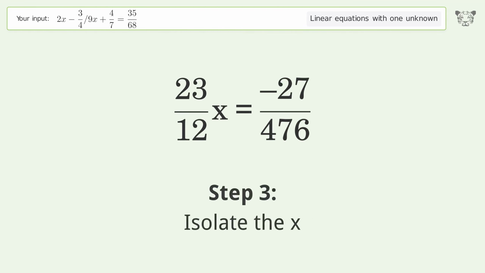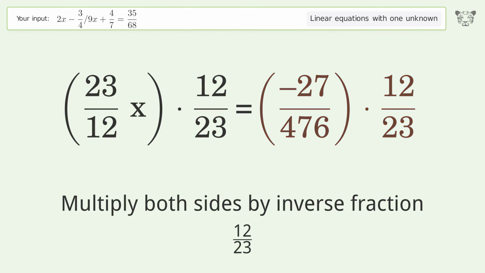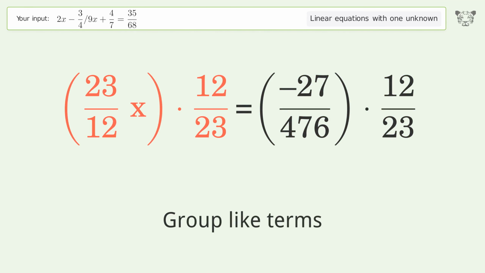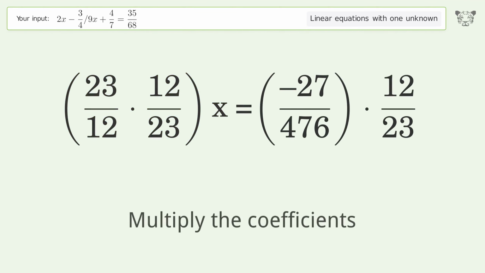Isolate the x. Multiply both sides by inverse fraction 12 over 23. Group like terms. Multiply the coefficients.